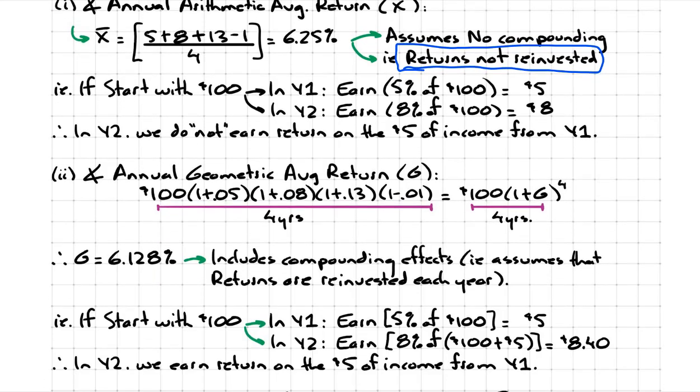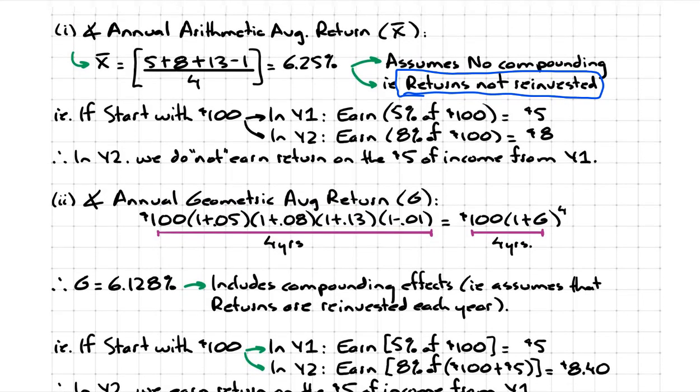Now with the geometric average, we do take compounding into account. In other words, we do assume that there's reinvestment. And here's the way it would unfold if we were calculating geometric average. Again, we assume that we're starting with $100. The first part of the calculation says, bring forward your $100 and we're going to earn 5%. So at the end of the year, you would have $105.